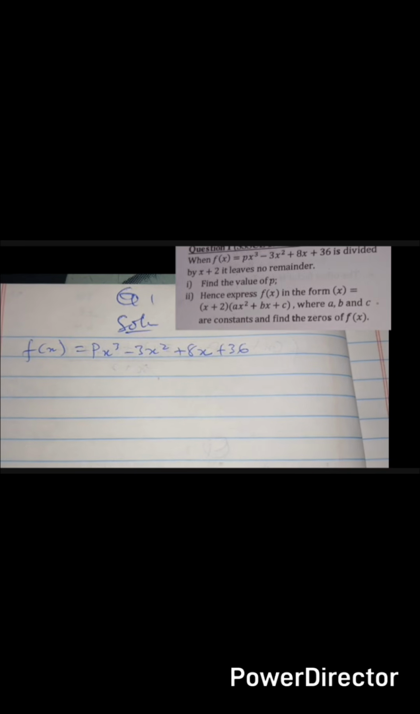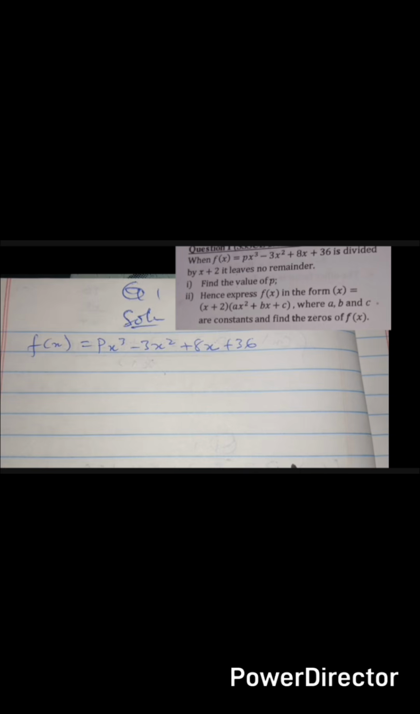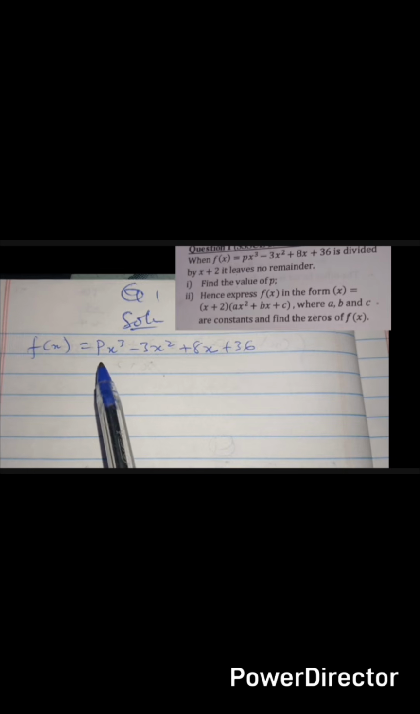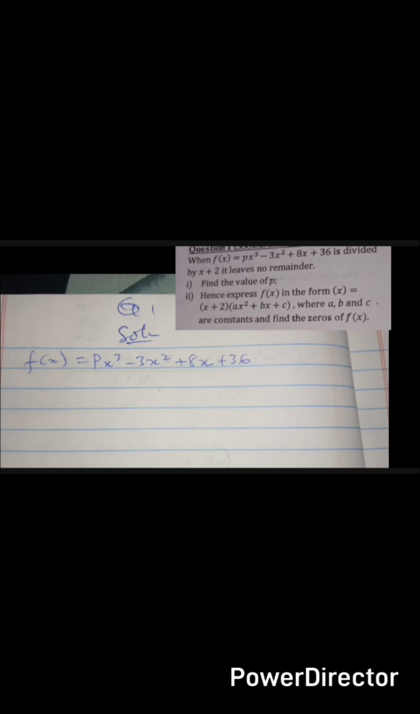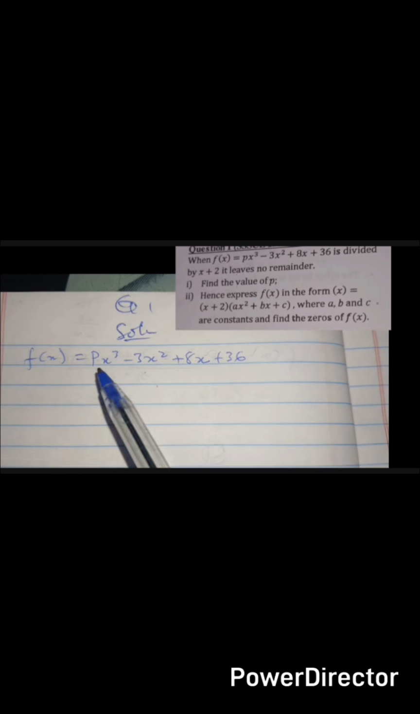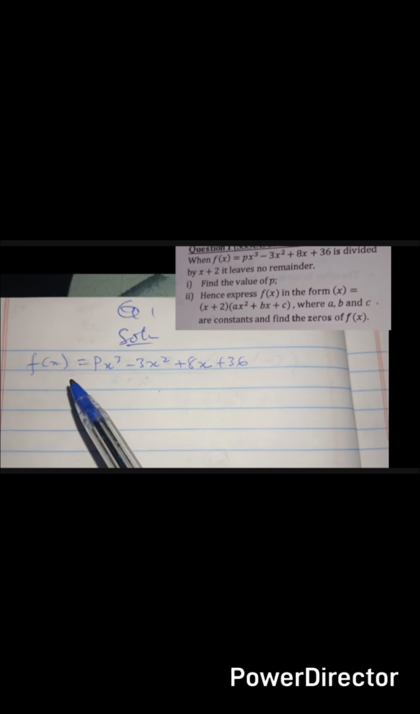According to the question, when this function is divided by x plus 2, it leaves no remainder. Now, if we look at the function very well, we realize that the value for a is p, and we are supposed to get a number and not a variable. So first of all, let's find a way to change the alphabet here to a number.